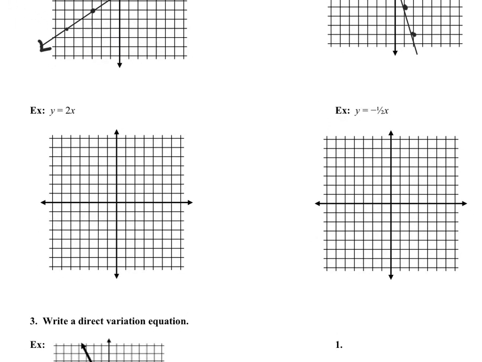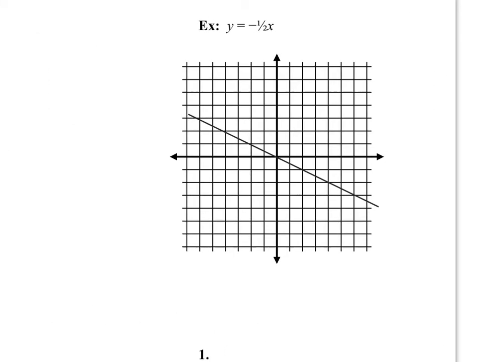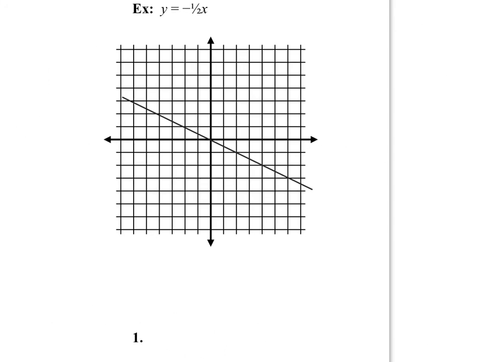I want you to pause the video and graph both of those. Press play when you're ready to check your answers. So on this first graph, we start at the origin, rise 2, run 1, or down 2, back 1. On this one, we start at the origin, slope of -1/2, so we're going to rise down 1, run 2, down 1, run 2, up and back, connect with a line.